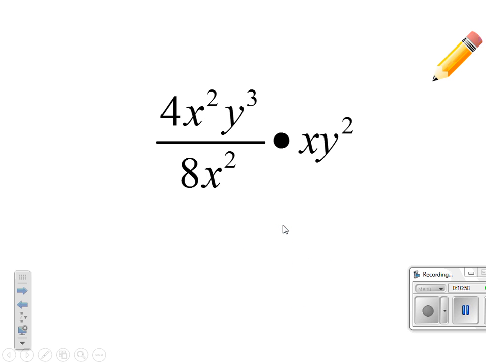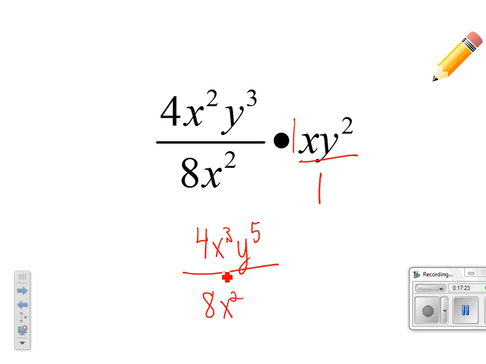Okay, let's try another one. I got 4x squared y cubed over 8x squared times xy squared. Well, there's a 1 under here. We can multiply across the top, across the bottom, and then maybe simplify. 4 times 1, 4, x to the third, because there's 3 x's, y to the 5th, because there's 5 y's, 8 times 1 is 8, x squared. I can only have 1 x, so what do I do when I have a division? I subtract. 3 subtract 2 is 1. 4 divided by 8 is 1/2, x, y to the 5th.